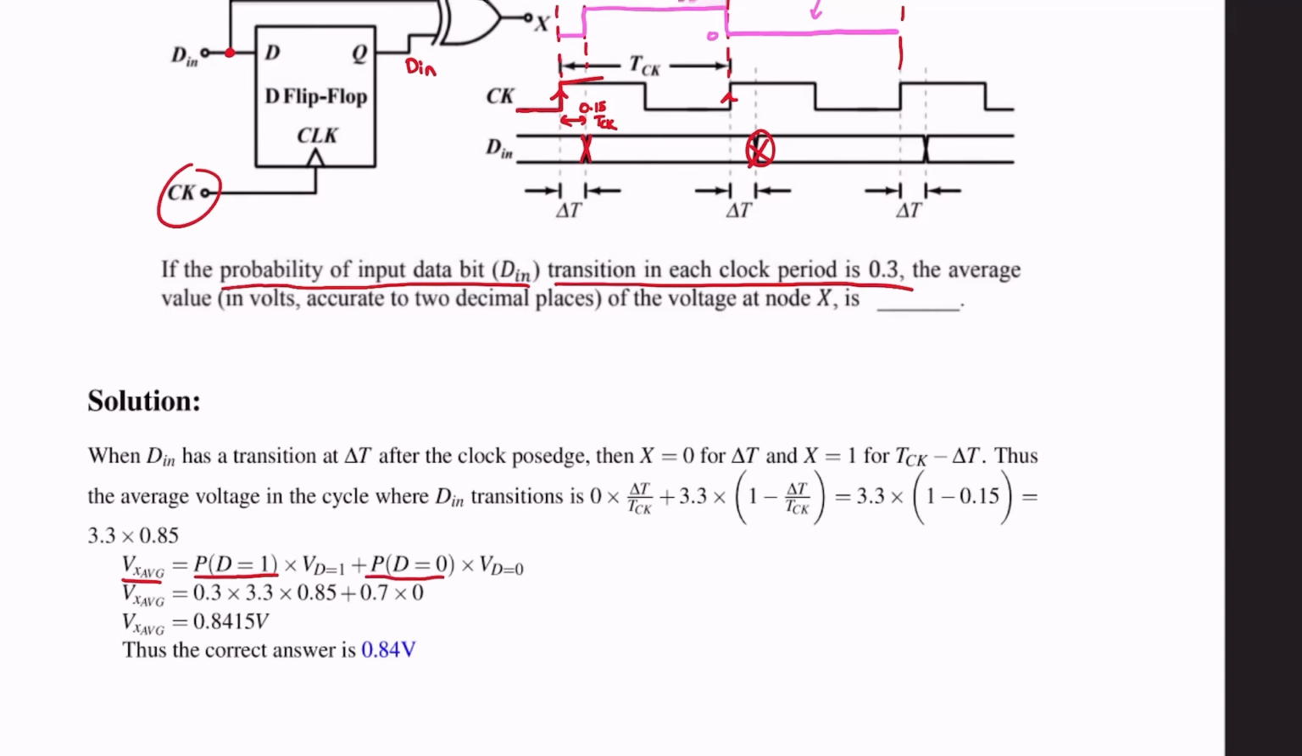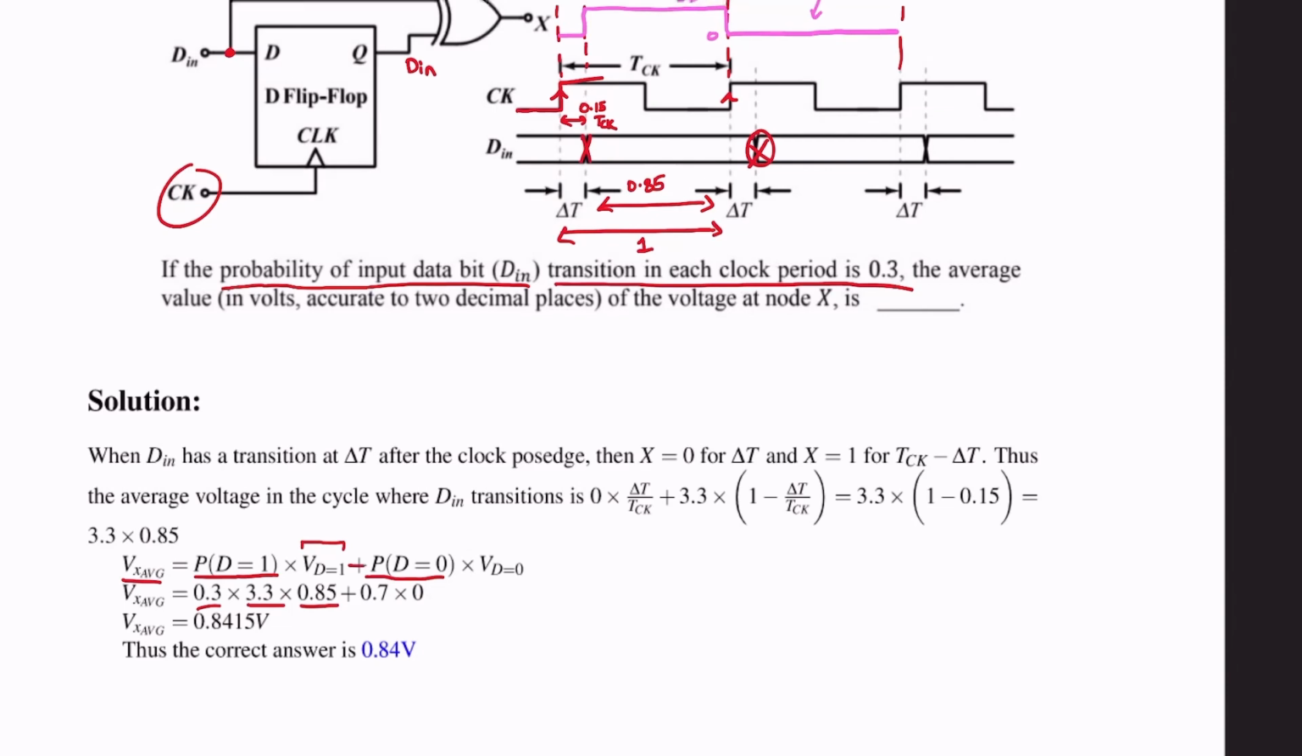If D has a transition, then for how long will the voltage be high within that clock period? If D has a transition within the clock period, it's going to be high for only 0.85 of the clock period. So if this whole thing is 1, it's going to be high for 0.85. So we multiply this by 0.85, and the voltage that it is at is 3.3 volt. Of course, it's only going to have a transition 0.3, that is 30% of the time.